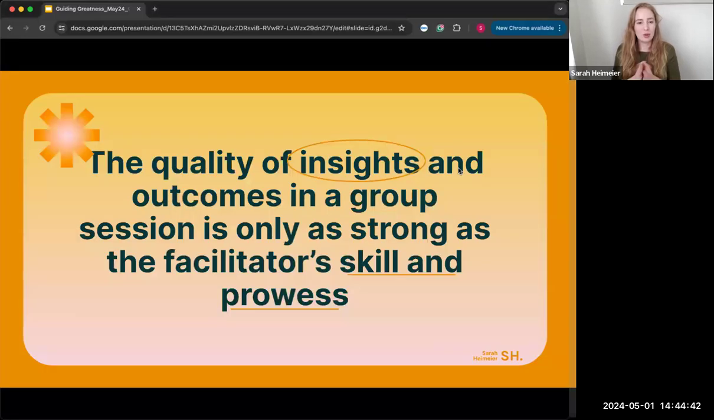And so the quality of the insights and the outcomes that you get from sessions is only as strong as the facilitator's skills and how they're engaging during the session and how they're running a session. And so as a designer, it's essential you're a really good facilitator to be able to lead the team and guide them towards those outcomes, as it's the cornerstone to really starting to deliver exceptional and impactful outcomes as you work through different workshops and more complex problems.